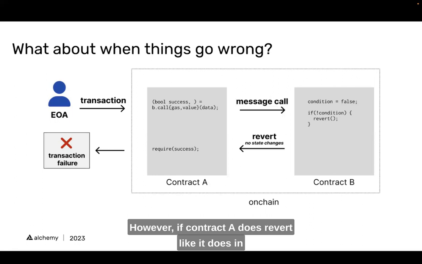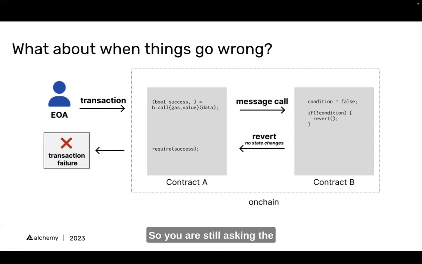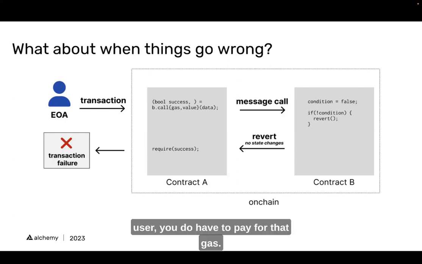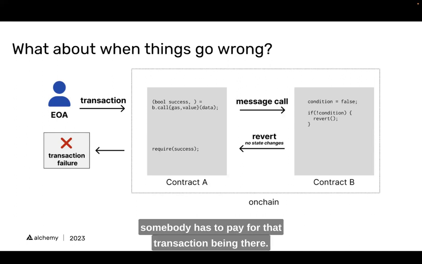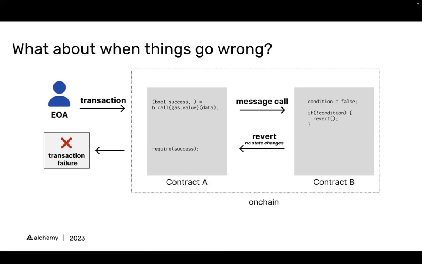However, if contract A does revert, like it does in this case, where it's saying, I want to require that the message call is successful, then what you have at the end of the day is something called a transaction failure. A transaction failure and all reverts all cost gas because they did occur. They did happen on the blockchain. So you are still asking the network to spend their resources. So at the end of the day, as a user, you do have to pay for that gas. The EOA has to pay for the gas because that transaction was included in a block. And now somebody has to pay for that transaction being there.